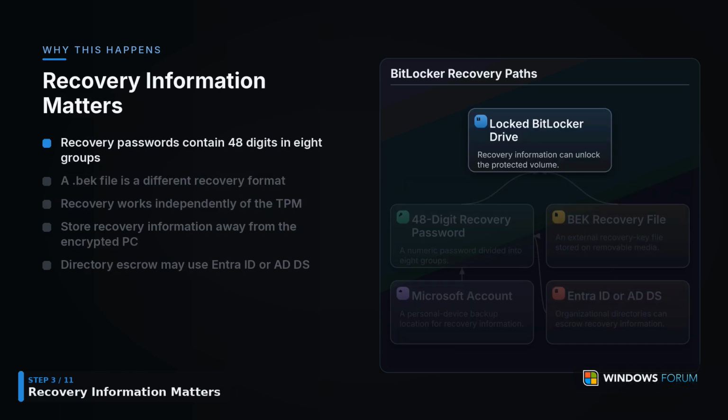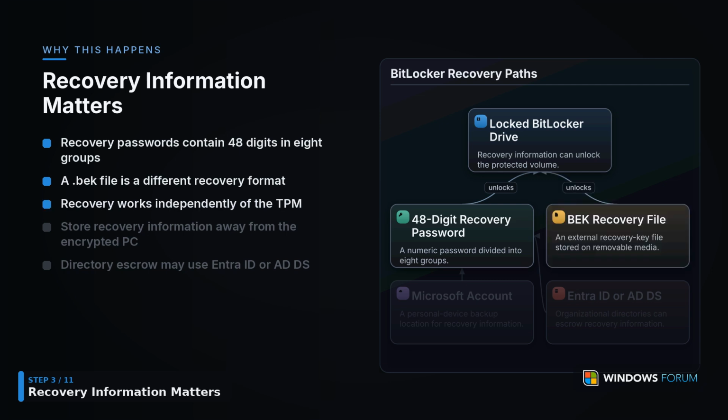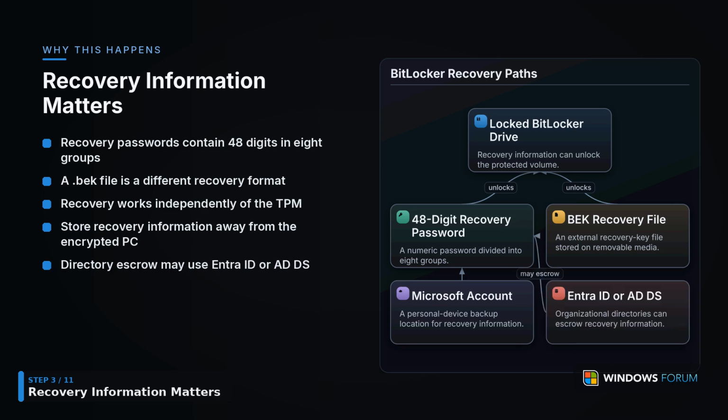Your recovery information provides an independent unlock path when TPM validation fails or the TPM is unavailable. A BitLocker recovery password is normally a 48-digit number split into 8 groups, while a recovery key can instead be a .BEK file on removable media. These are different formats, so you need to know which one you saved. Keep recovery information separate from the encrypted computer, because anyone who obtains it may be able to unlock the drive. Personal devices can use a Microsoft account, while managed devices may escrow recovery information in Microsoft Entra ID or Active Directory domain services.